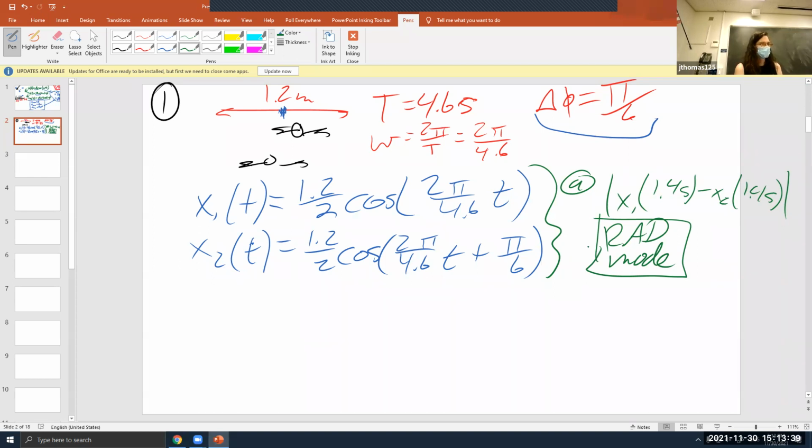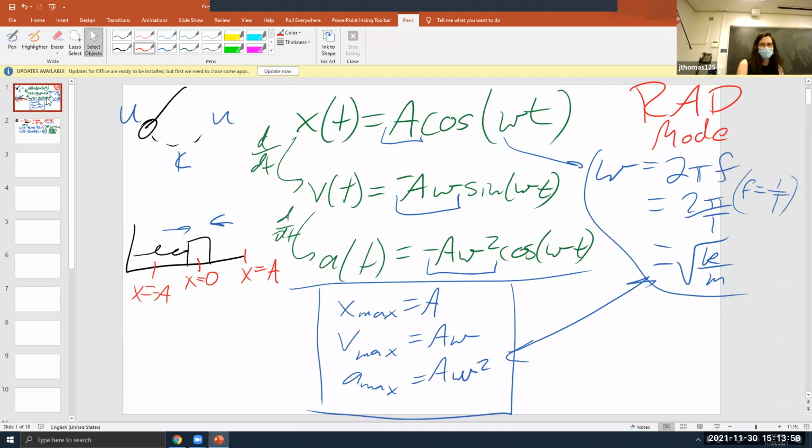For part B, they ask us, if they're moving in the same direction, whether they're moving toward or away from each other. For that one, you just need to write down the velocity functions. So we have two ways of getting the velocity function now. Number one is to differentiate the position functions that we've just generated ourselves. Or number two is just to use the general velocity function that you produced on the last slide. And we can go ahead and just plug everything in there.